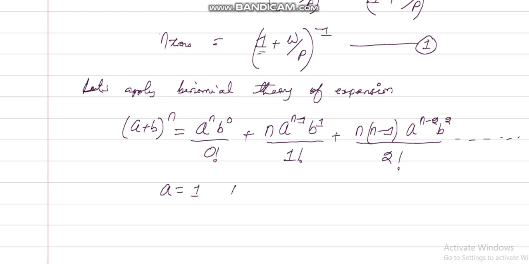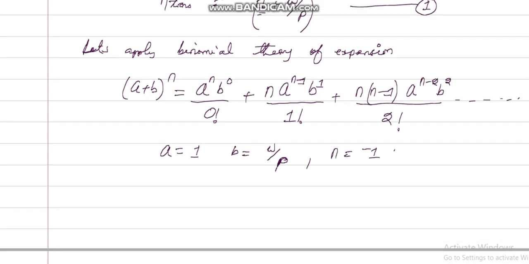Our b is w over p. Now we apply the binomial theorem of expansion over p, and our n is negative 1. Okay? Applying the binomial theorem of expansion, we get the efficiency of transmission line equals 1 plus w over p. Let's write it again to see.